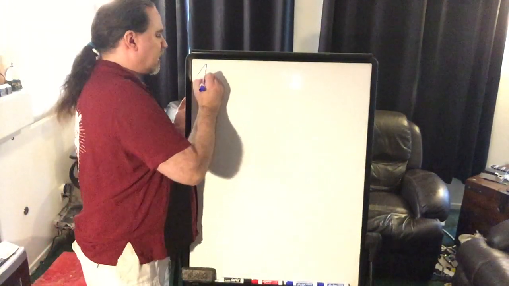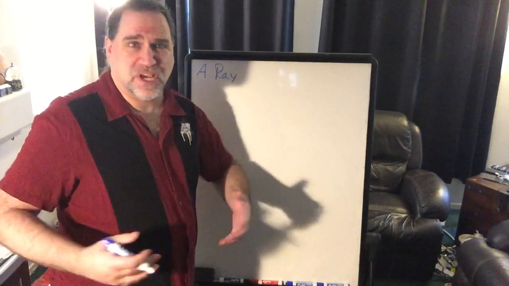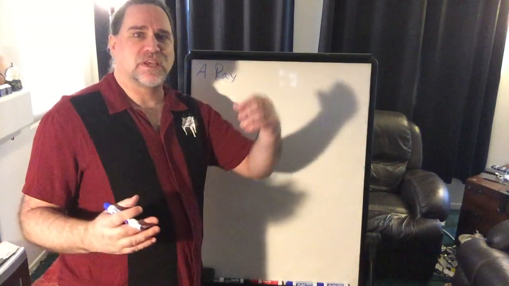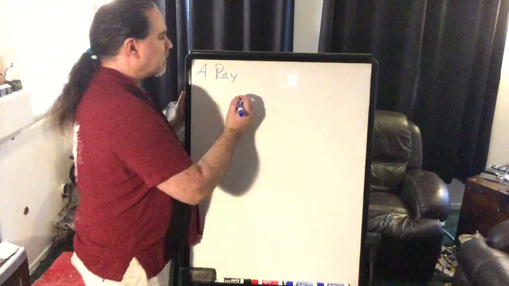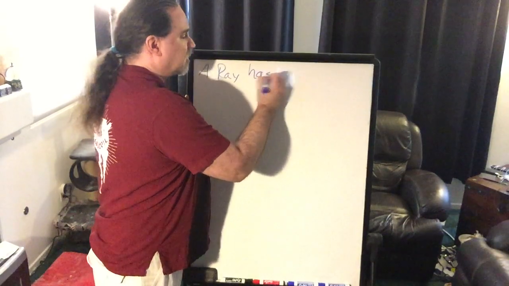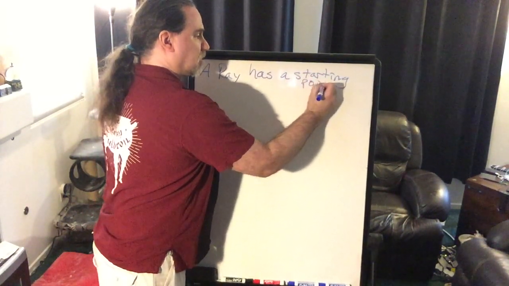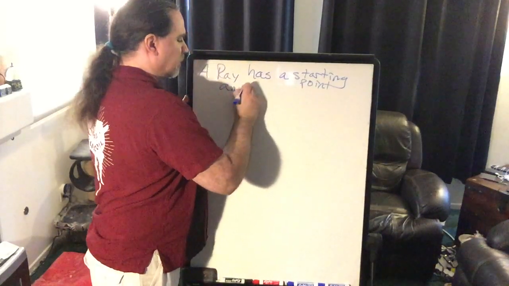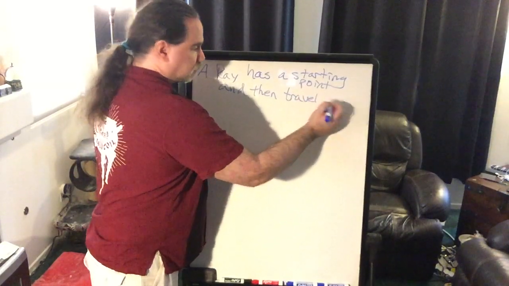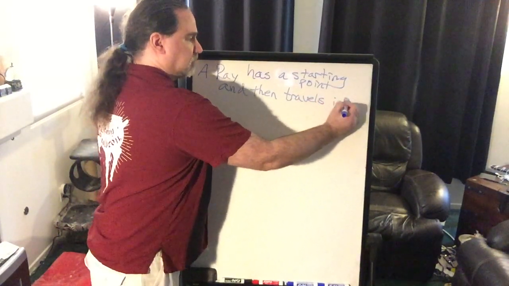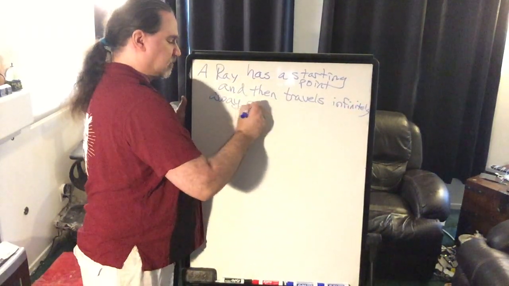So a ray, it's a lot like a line, and in fact we use it in English all the time, right? A ray of sunshine is light that emanates from the sun. So a ray has a starting point, and then travels infinitely away from that starting point.